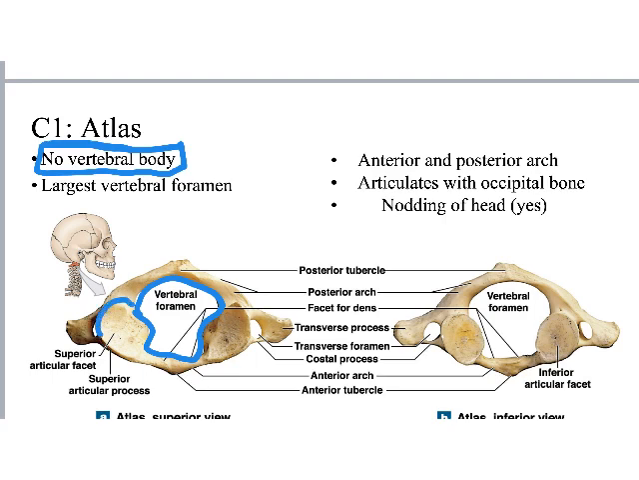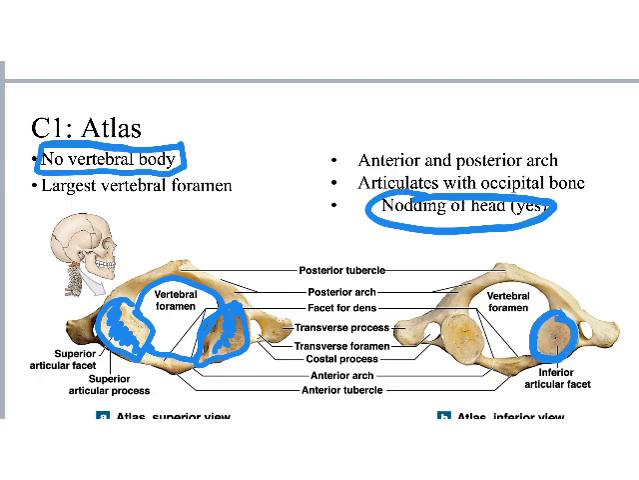It also has huge superior facets because it has to articulate not with another vertebra, but with the occiput, the occipital bone. Remember those occipital condyles? Those occipital condyles are going to articulate with the superior articular facet of the atlas. So those are kind of the main things to remember there: large superior articular facets and no vertebral body. The articulation between the skull and C1 or atlas is what allows us to bend our head up and down, like the nodding of yes. That's from this articulation between those facets and the occipital bone.